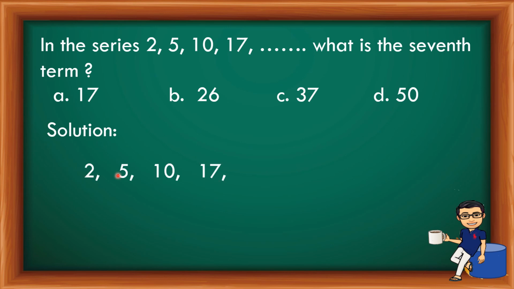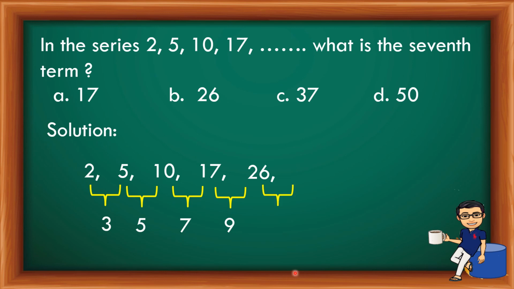So we copy the given, which is 2, 5, 10, and 17. Between 2 and 5, the difference is 3. Between 5 and 10, the difference is 5. Between 10 and 17, the difference is 7. So we can see that the differences are odd numbers. That means the next term will have 9 as the difference. Hence, 17 plus 9, our answer is 26.